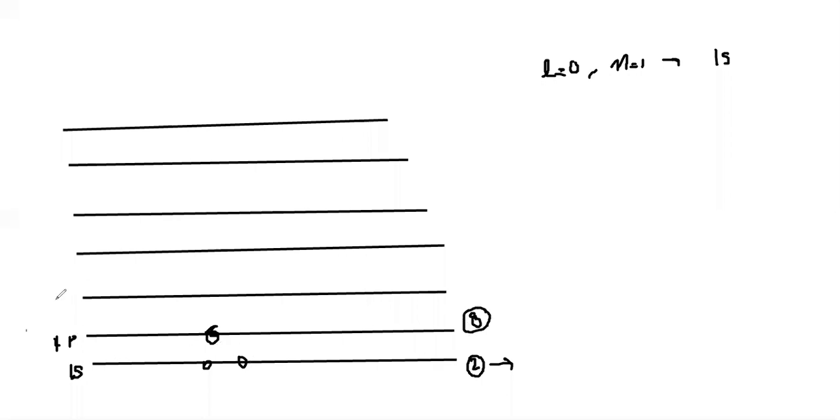Then we have the 1d level. d can occupy 10 electrons. Then we have 1f, but first we have 2s. 2s has 2 electrons. So the count is 10 plus 2, that is 12, and adding the earlier 8, that makes 20. The third shell closure occurs at 20. It's going fantastic. We have obtained 3 magic numbers.